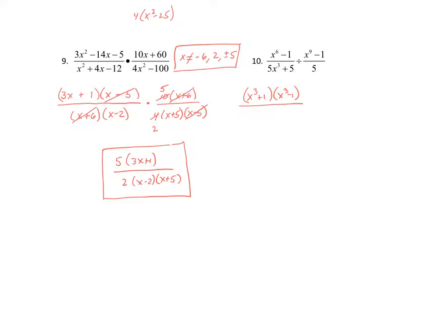Okay, this is over, pull out a 5, I have x to the 3rd plus 1. Okay, this is divided by, now x to the 9th minus 1, that is only difference of cubes. So I'm going to factor this as x to the 3rd minus 1 times x to the 6th plus x to the 3rd plus 1. Okay, and this is all over 5. All right. Now, what we notice here is that we can factor these guys further, but you also may notice that you can do some canceling now.